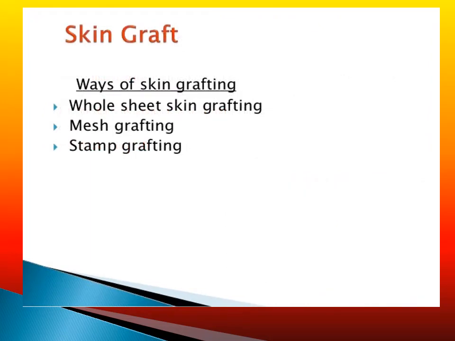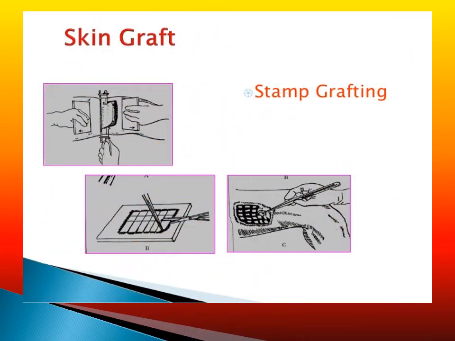Skin graft, the ways of skin grafting. First one is the whole sheet skin grafting. Second, mesh grafting. Third one is stamp grafting. So here you can see the stamp graft. Mainly this stamp graft will be looking like a postage stamp, and it's a technique where 2 to 3 square centimeter sized grafts we will be harvesting by any available method. The stamp grafting will be useful for those who are having long ulcers, mainly non-healing leg ulcers.